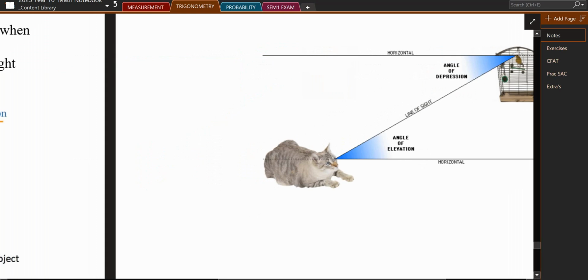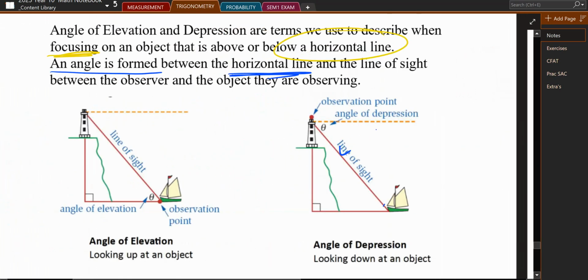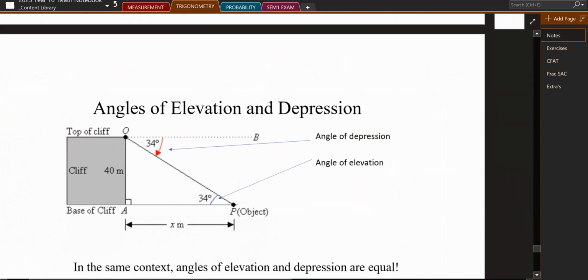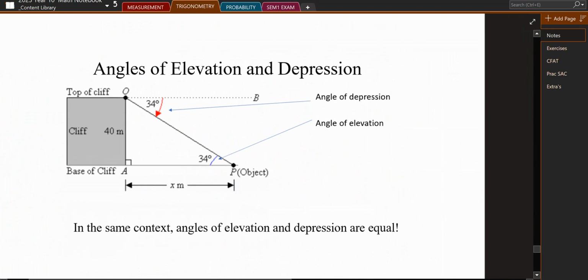Okay, hope that's making sense to you all. And if you are writing notes, great, please use them for when we do questions. More examples again, and a couple of things to note when it comes to angles of elevation and depression.